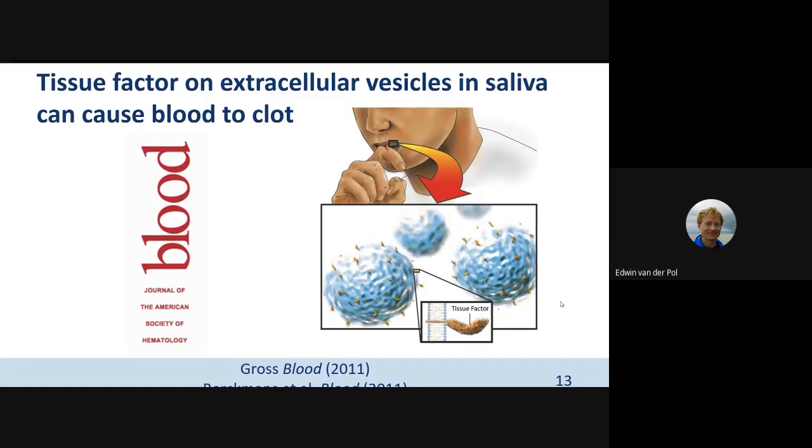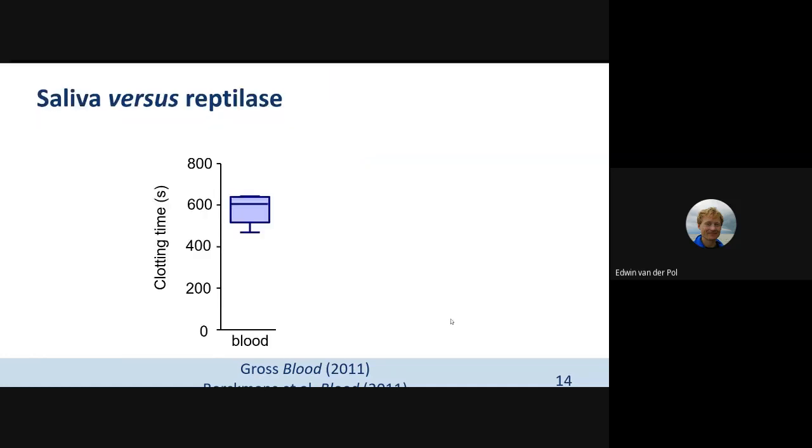And because saliva contains this tissue factor, saliva is actually a pro-coagulant substance. And my colleagues did the following experiment. It's very simple, but I think also very nice to illustrate what's going on. Here you can see the mean clotting time of the blood of some healthy volunteers. And on average, this was 600 seconds.